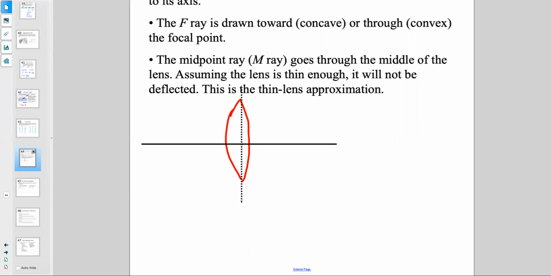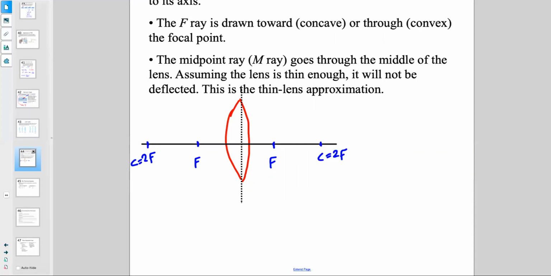And then what we have on both sides is this. We have an F, which is the focus point, on both sides of these, because it's double convex or double concave. And then we have a C, which is 2F, on both sides. 2F or C.